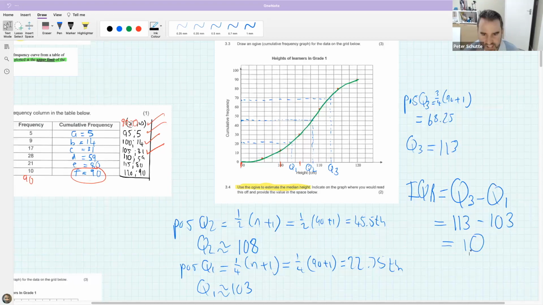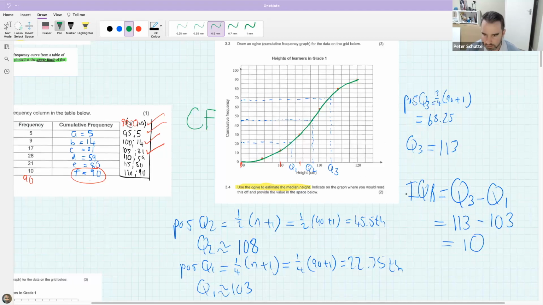Do we always use the x-axis? Yes. Because an ogive always has the cumulative frequency on the y-axis, the position will always be on the y-axis and the value, whatever data you're grouping, will be on the x-axis. So that's always true, Cass.